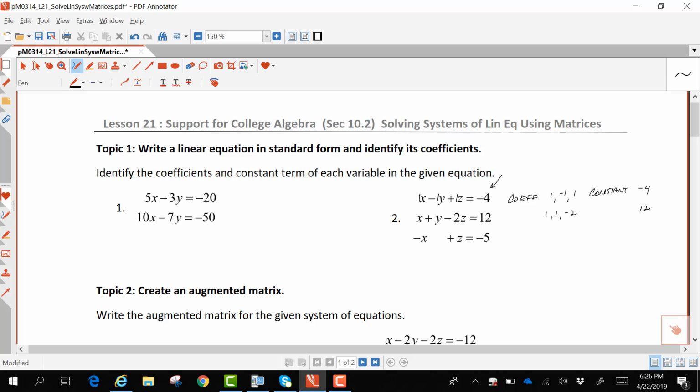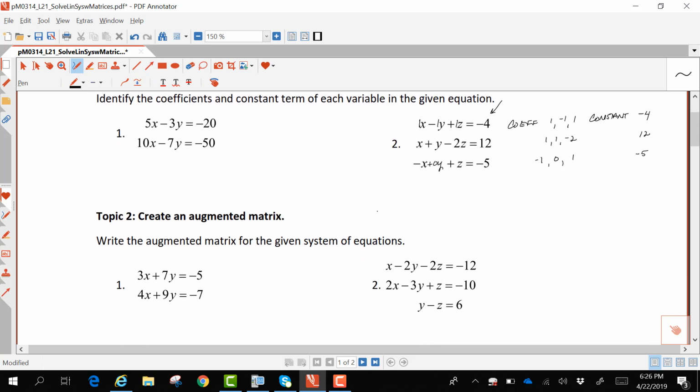The third equation is missing the y variable. So we can force a y variable by giving it a coefficient of 0, meaning it really is just 0. The coefficients would then be -1, 0, and 1, and the constant would be the -5.